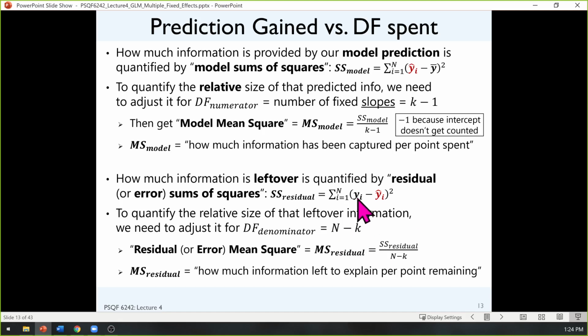So then this term, information left over divided by the number of slopes you could have put in the model, becomes something called residual mean square or mean square error. And that is the same thing as what we know of as residual variance. So the top part of this is mean square model: how much information in the outcome did your model capture per slope spent? The bottom part, mean square residual, is how much information is still there in the residuals per slope you could have added but haven't yet.